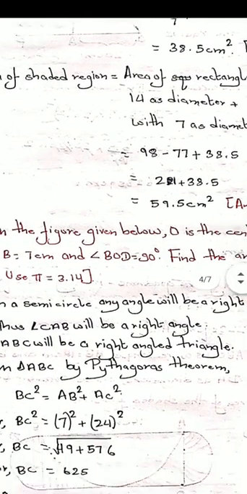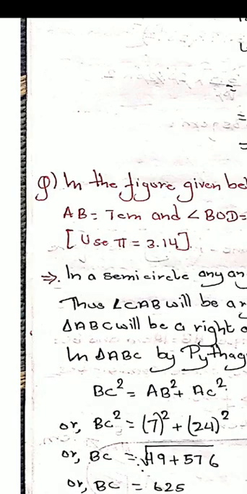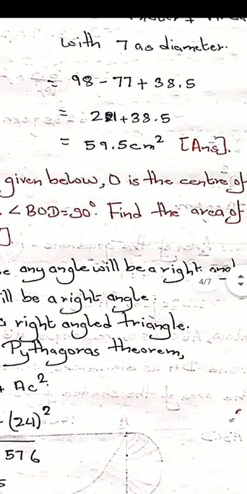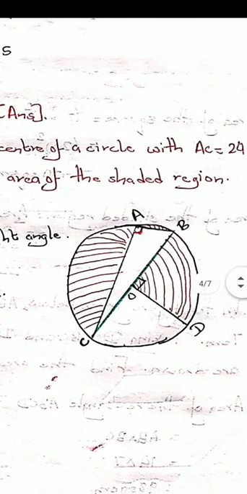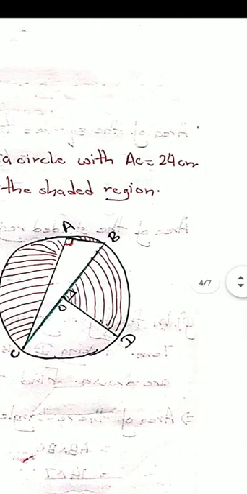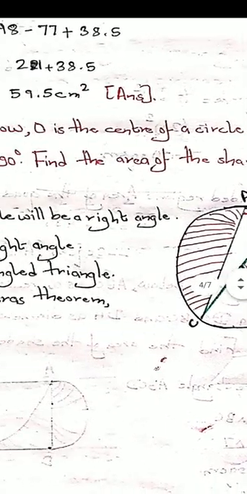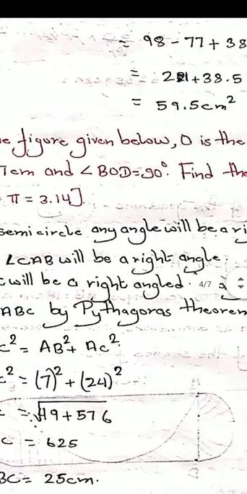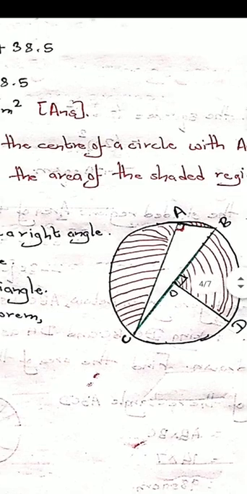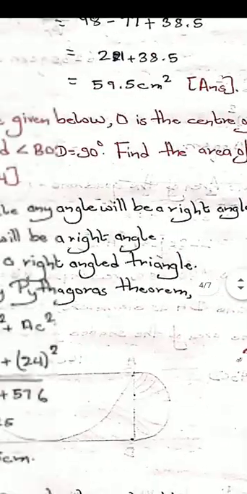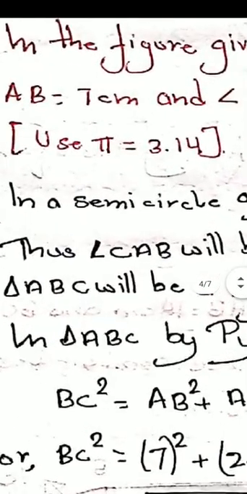Okay, so before going into this problem, anyways, let us go through together. In the figure given below, O is the center of a circle with AC equals 24 centimeter, AB equals 7 centimeter. Find the area of the shaded region. Use pi equals 3.14.